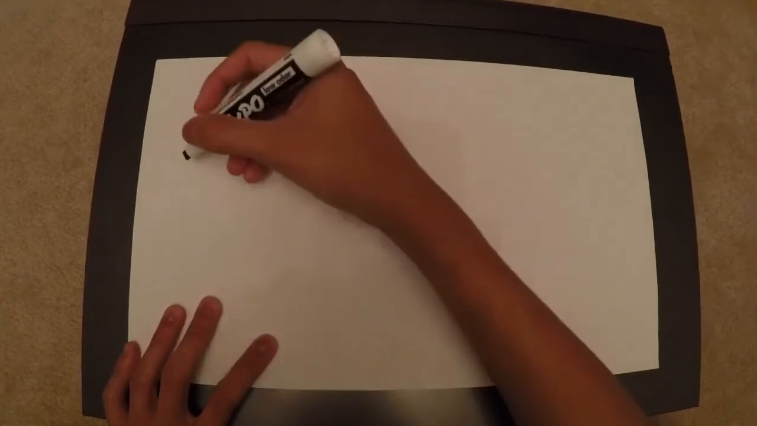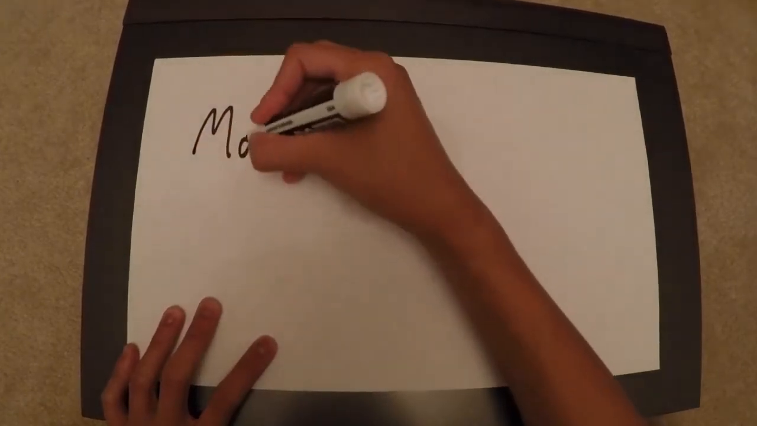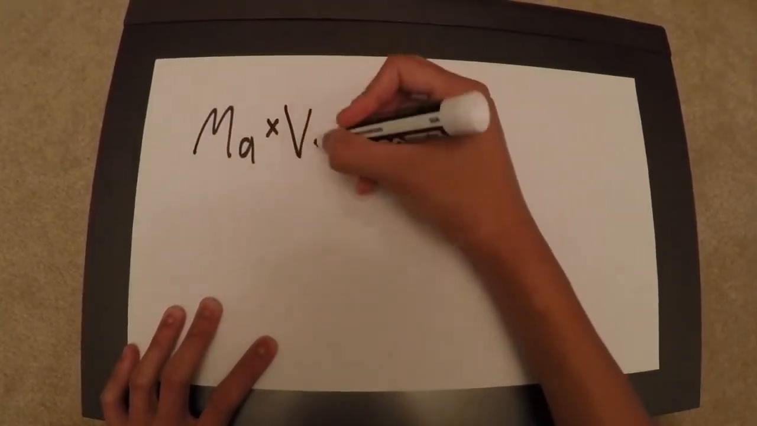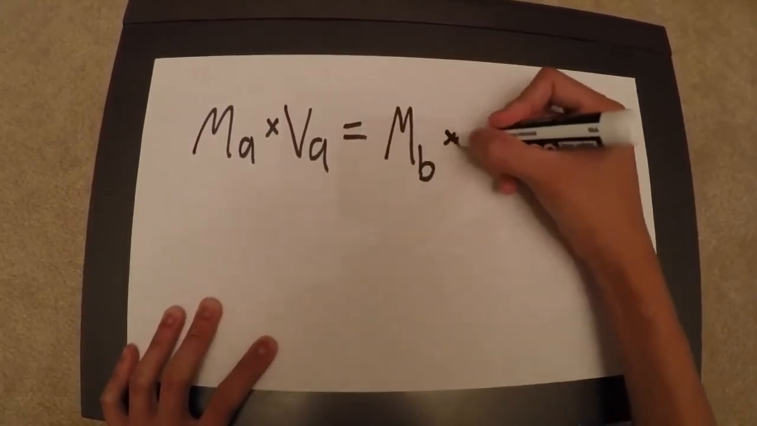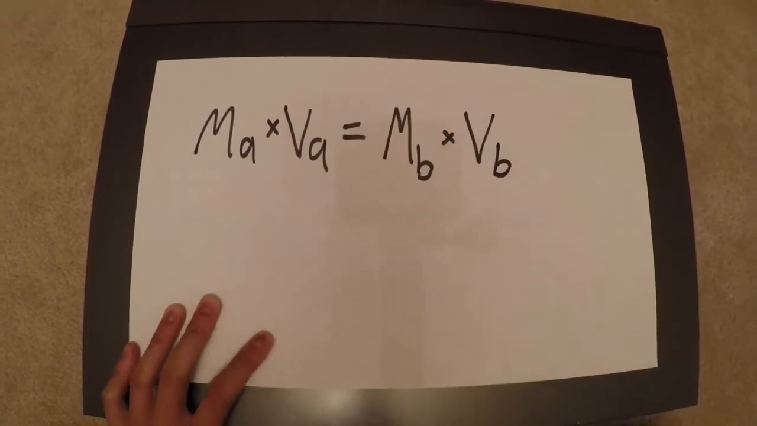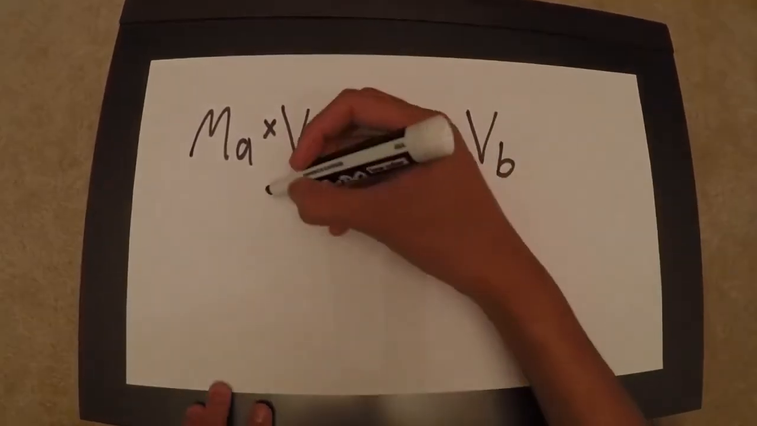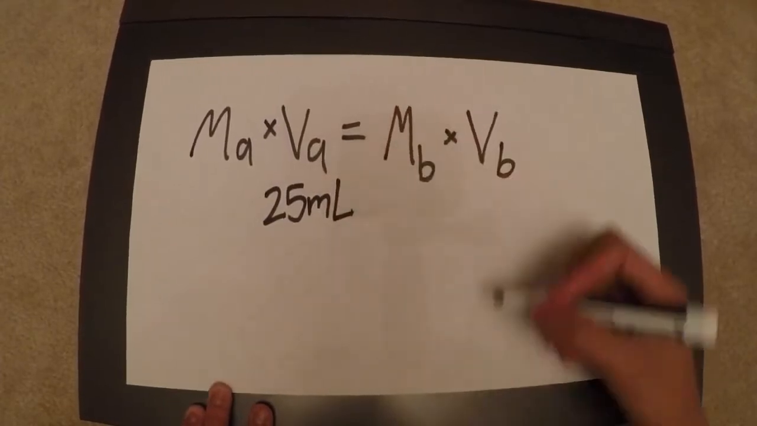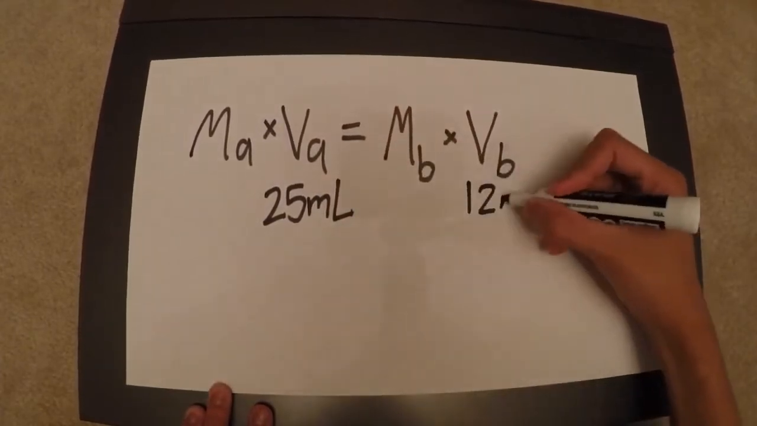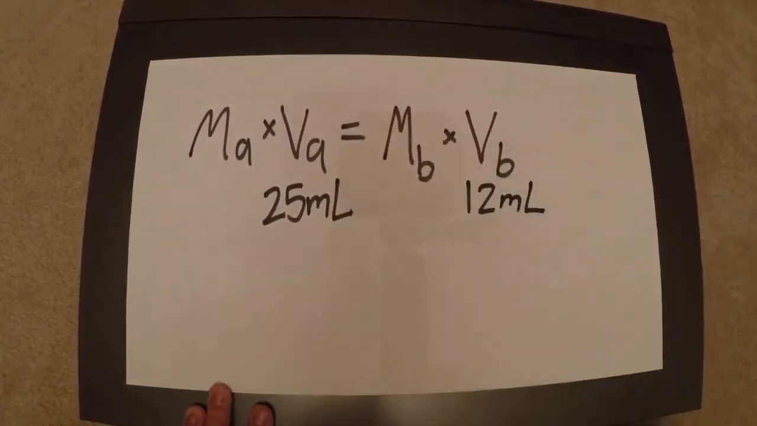Well, for titration, we need the molarity of the acid times the volume of the acid, and that's going to be equal to the molarity of the base times the volume of the base. Now, we know that I measured out 25 milliliters of hydrochloric acid, and we know that 12 milliliters of sodium hydroxide were displaced from the burette.